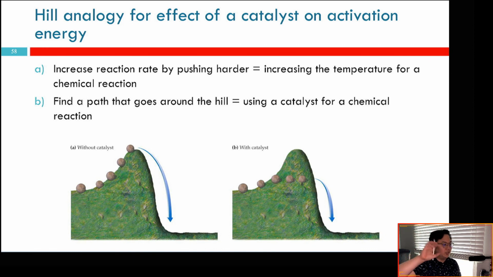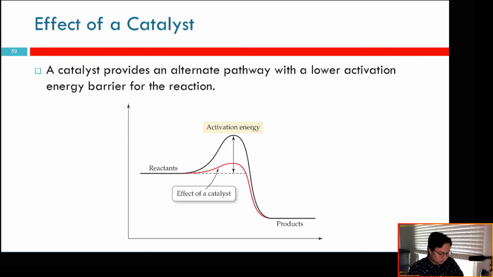If we increase the temperature, right, we add more energy. Or we can find a path that goes around the hill and take a different path. And that's what the catalyst essentially is doing. It's taking that energy barrier and circumventing it. We're finding another route that we can take to get to our products without as much energy. So a catalyst is providing this alternate pathway with a lower activation energy for the reaction.